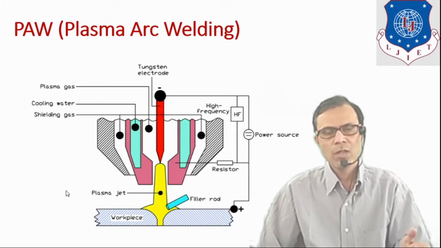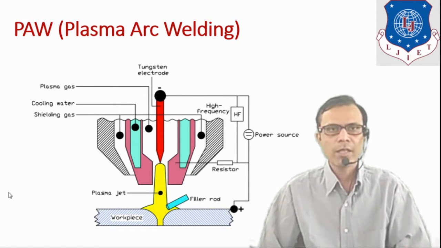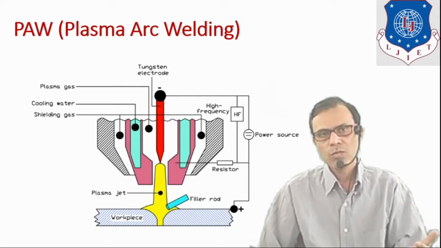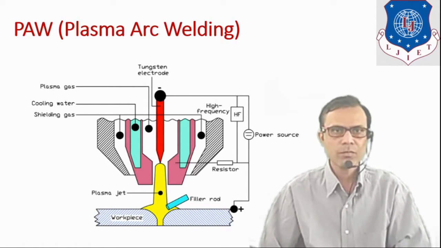So first of all, what is plasma? Plasma is a mixture of energized atoms, ions and electrons. Here two types of gases are used. One gas works as the plasma gas and another gas works as the inert gas, which helps to prevent contamination of the welding zone.